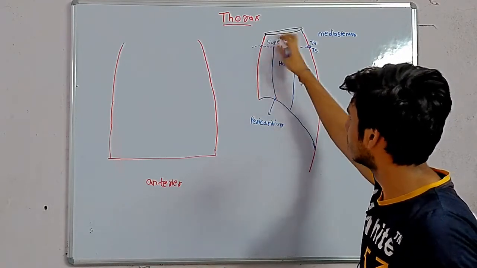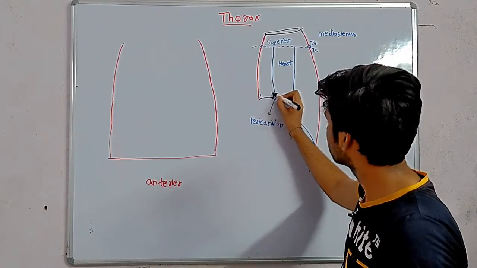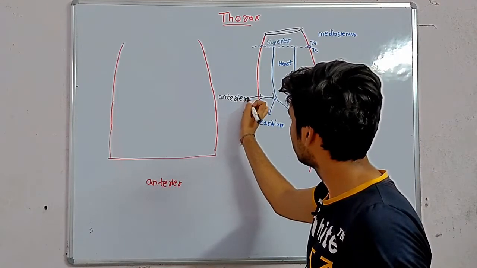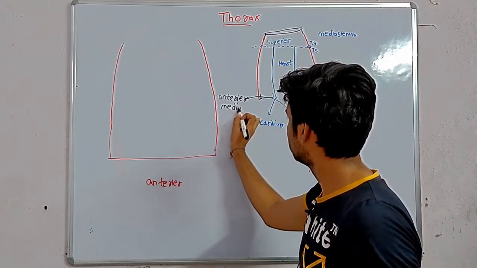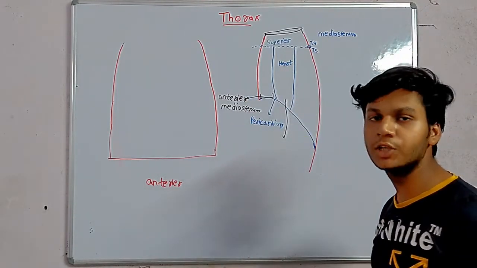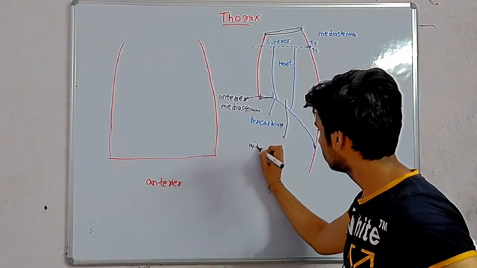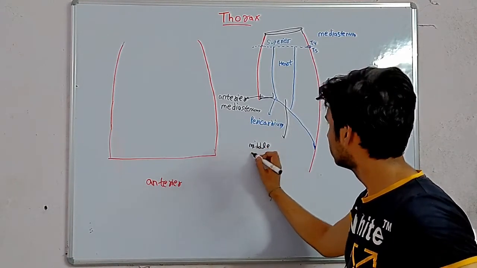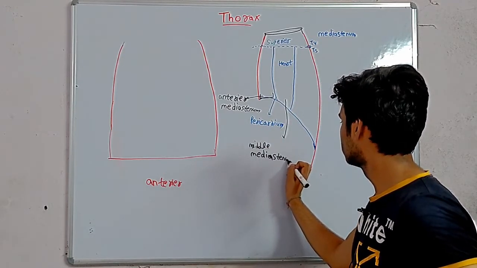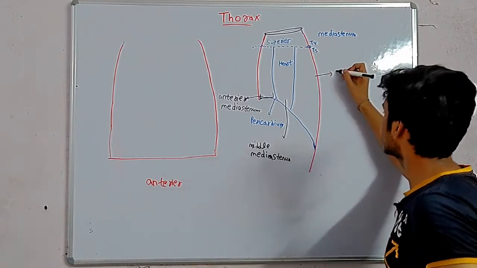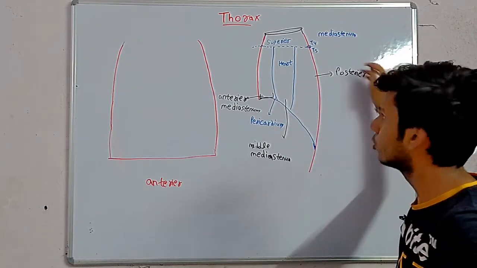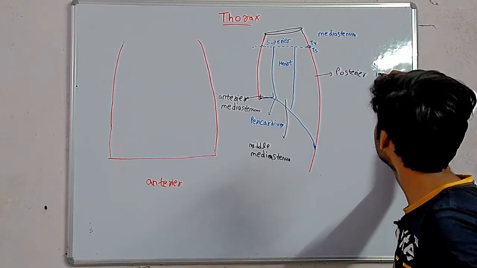So this portion is called anterior mediastinum. This is middle mediastinum, in which heart is present. And this is posterior mediastinum. The inferior mediastinum is the whole region below the sternal angle.